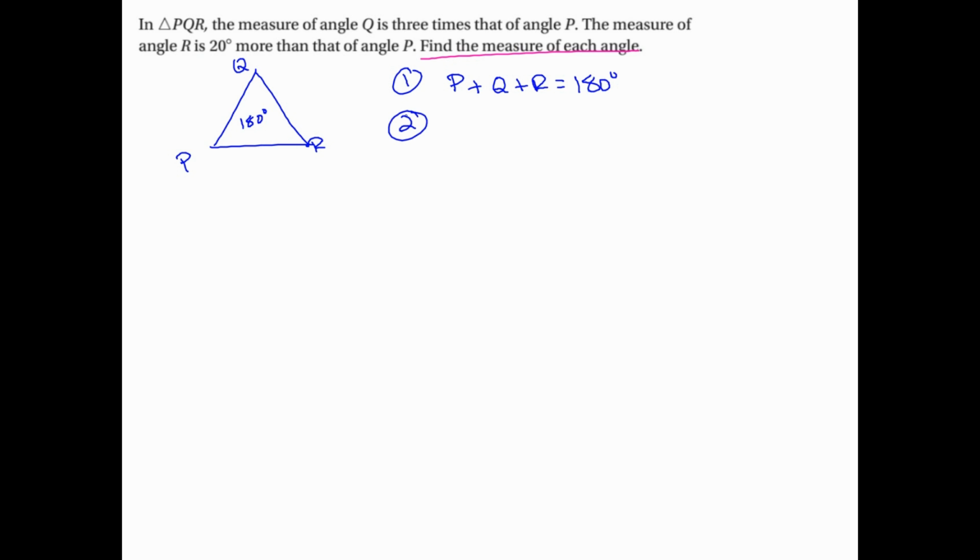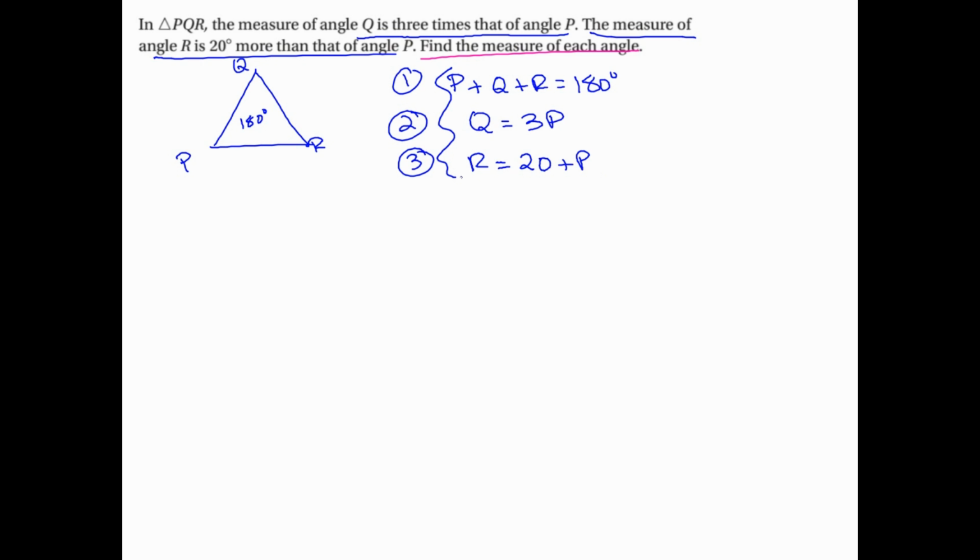Now my second one, it tells me Q is 3 times that of angle P. So Q is 3 times P. And now our third one, it says the measure of angle R is 20 more than that of angle P. So we're going to be using that now. So R is 20 more than angle P. So 20 plus P. And so this is what makes up our system.